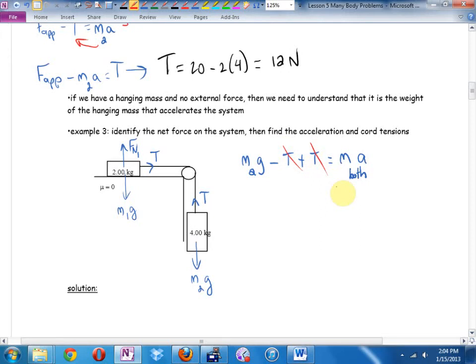Oh, let's get the A by itself, because it said, identify the net force. We just did. There's our equation. Then it said, find the acceleration. How do we get the acceleration by itself? Divide by the mass of both. So the acceleration is going to be m2g divided by m1 plus m2, the mass of both.